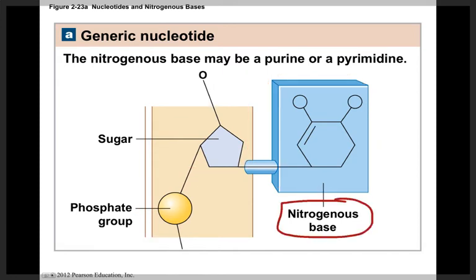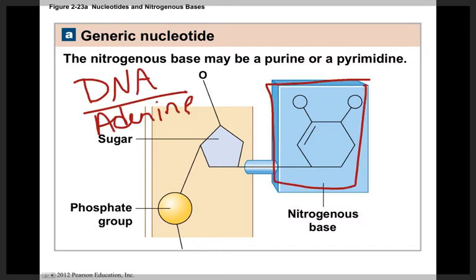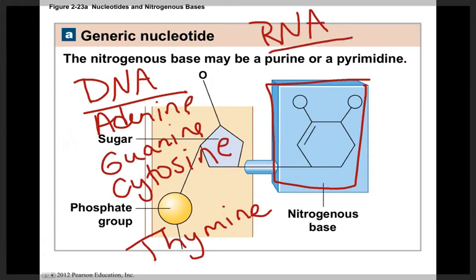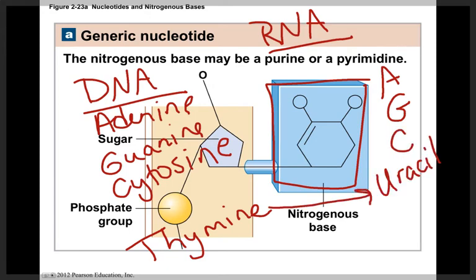Now with DNA, the nitrogenous bases are either adenine, guanine, cytosine, or thymine. If it were an RNA molecule, the same nitrogenous bases would be used: adenine, guanine, cytosine, but in place of thymine, an RNA molecule would have uracil.